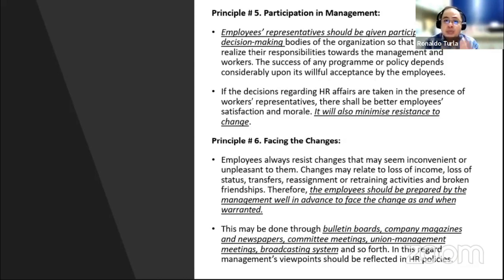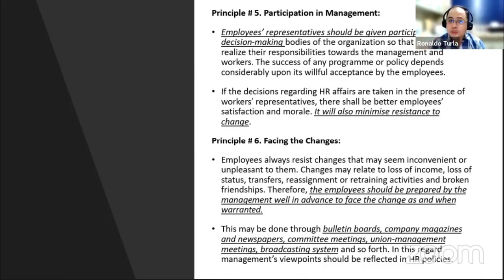Principle number 6 is yung facing the changes. So employees would always resist. This is a reality. Changes that may seem inconvenient or unpleasant to them. So that's something to be expected. Changes may relate to loss of income, loss of status, transfers, or reassignment. No? Therefore, yung employee should be prepared by the management well in advance to face the change as and when warranted. Kasi 'di ba minsan magtataka yung mga employees, ay ba't biglang nagkaroon ng policy na ganon? 'Di ba? So, you need to be able to prepare people to face those changes kasi it will really come, no?